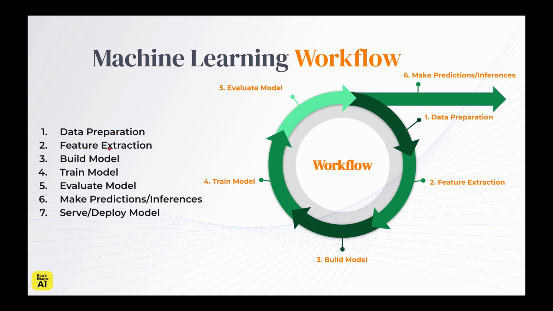Then we're going to have our feature extraction, where we extract the relevant features from that data. And then we're going to build our model, step 3 here. Then we're going to train our model. Then we're going to evaluate our model and see if it beats our specifications for accuracy. This is an iterative process. So once we get to the point where we're satisfied with our model, then we'll move on to step 6, in which we make predictions or inferences. That's where we use the trained model to get our actual outputs. And then 7, we serve and deploy our model, which we won't talk about in this video, but we will talk about that in the next video in this series.